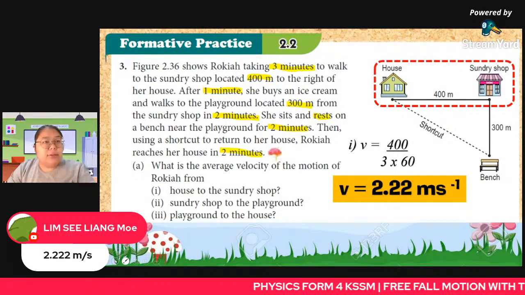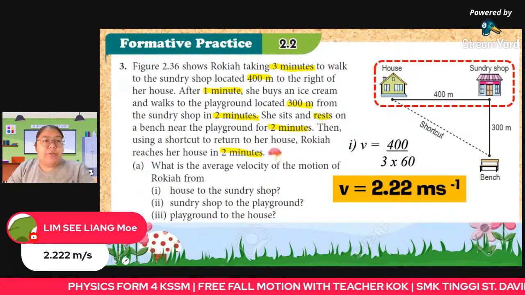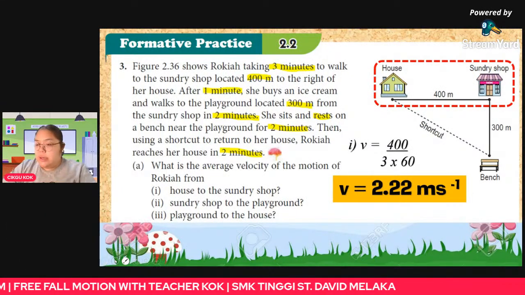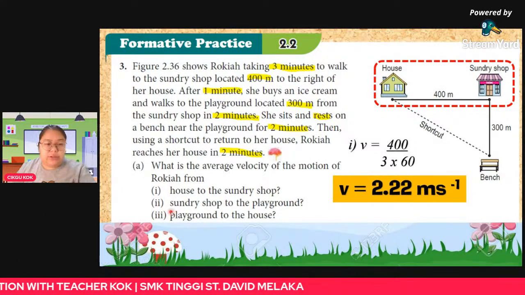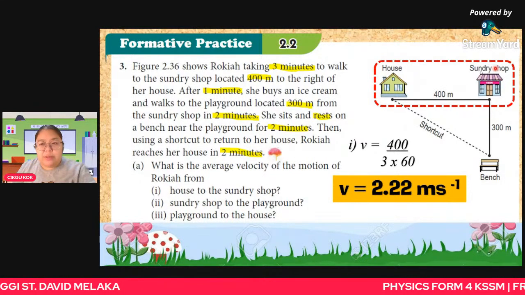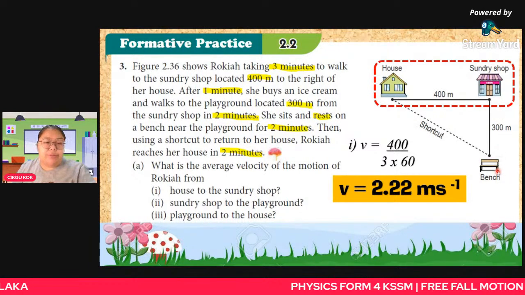Correct. Chanel, correct. T-West also correct. Prowess also, but Prowess, no unit. Must put the unit. Then after that, we go through to the next part. The next part should be from the sundry shop to the playground. We need to find the average velocity.